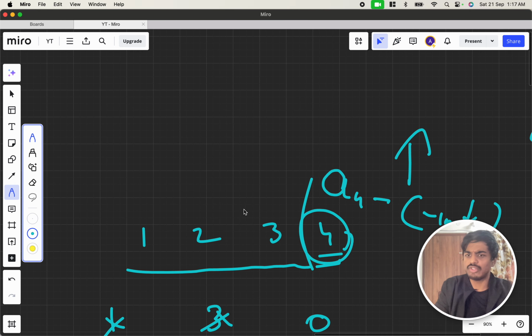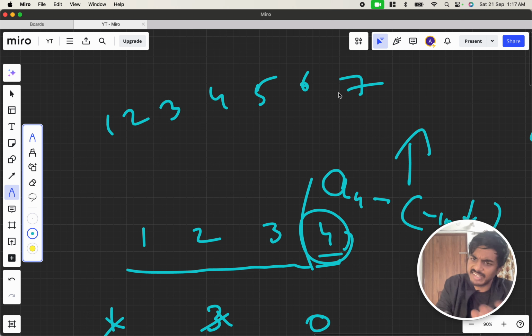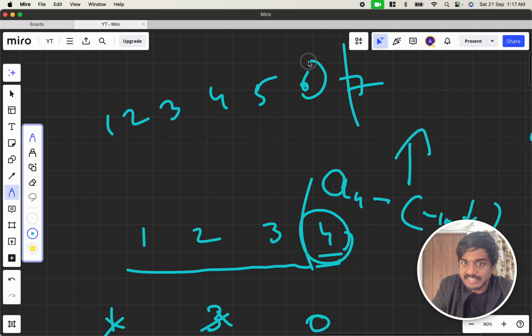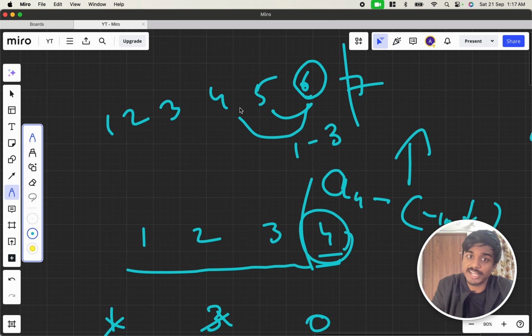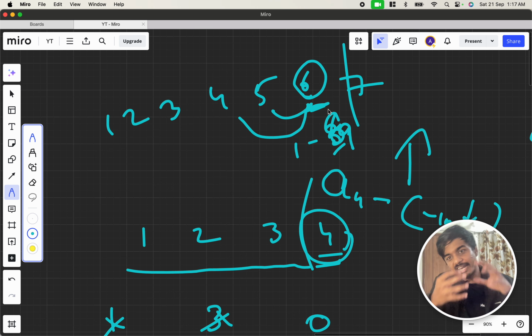So the optimal way to choose is, suppose 1, 2, 3, 4, 5, 6, 7 indexes are there, and in this case the value and the index is same. 7 is static here, I'll take the 6 and try to subtract everything in 6. 6 minus 5 will be 1, 1 minus 4 will be minus 3, minus 3 minus 3 is minus 6, minus 6 minus 2 is minus 8 and minus 9. So basically I'll take this number and try to subtract everything on the left.